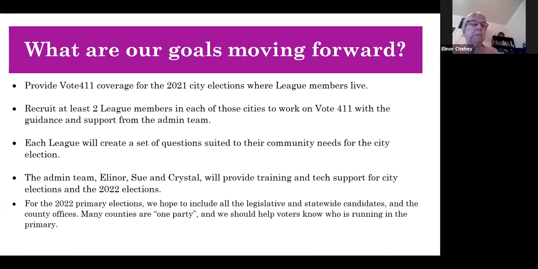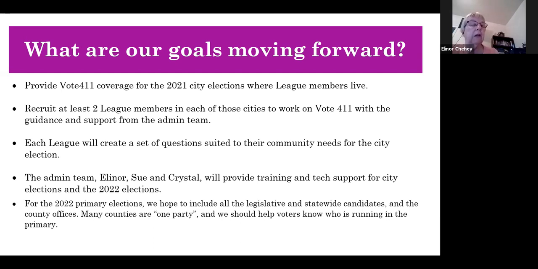Anyway, in order to work with the cities where there are leagues, we need to find out which leagues are interested in working with us on their city elections and which city elections they want to work on, because the National League will then get whatever database they need for the addresses for those cities in order to have them included in our Vote 411.